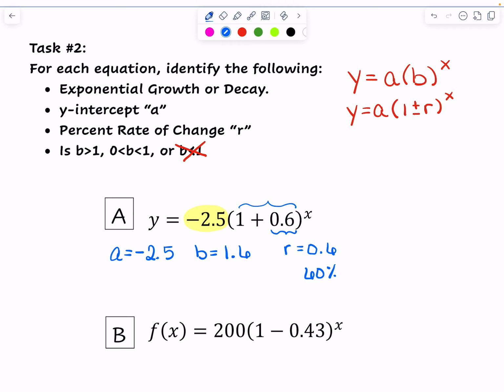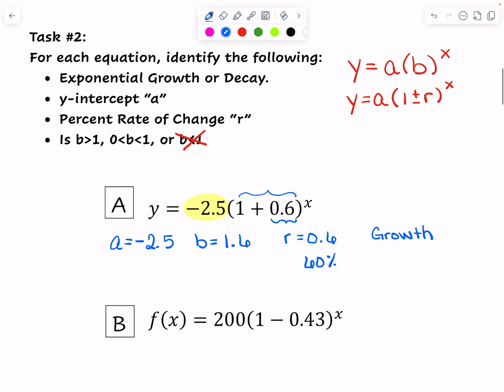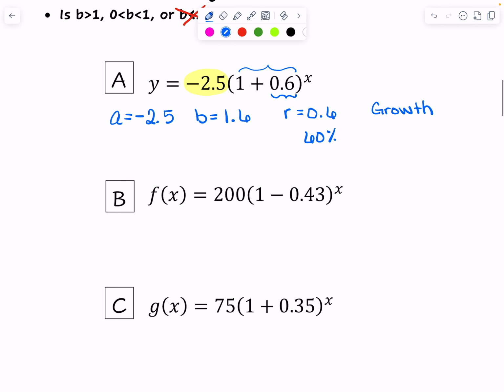And lastly, because B is 1.6, it is more than 1. This one is a growth. Okay? All right, so let's go ahead and look at equation B.